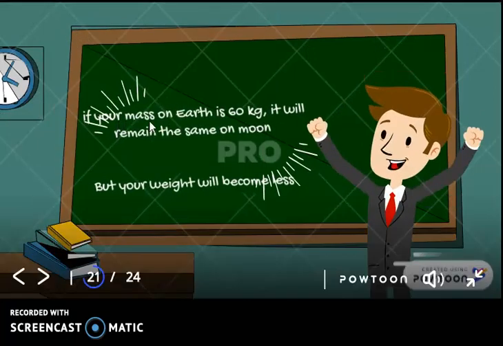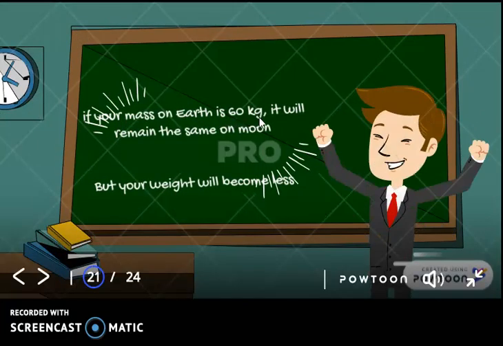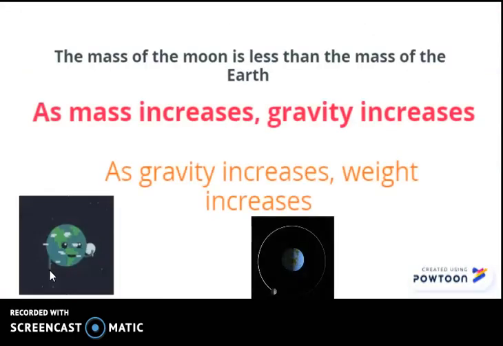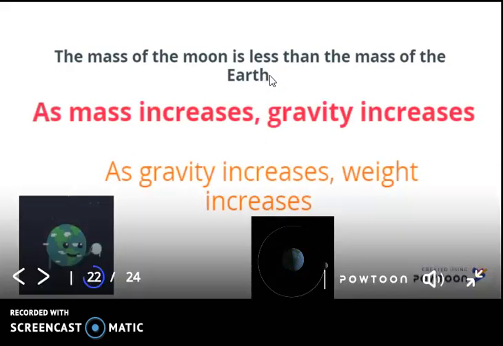So if your mass on Earth is 60 kilogram, it will remain the same on Moon, but your weight will become less because the gravity on the Moon is less. The mass of the Moon is less than the mass of the Earth.